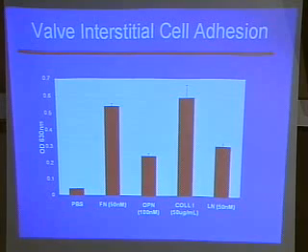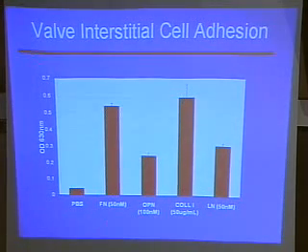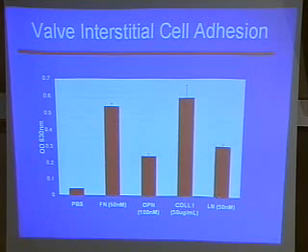So in this experiment, we looked at the adhesion of the valve interstitial cell to a number of different protein extracellular matrix ligands, where increased absorbance readings means increased cell adhesion. So we found that fibronectin, osteopontin, collagen, and laminin all support adhesion of the valve interstitial cells.